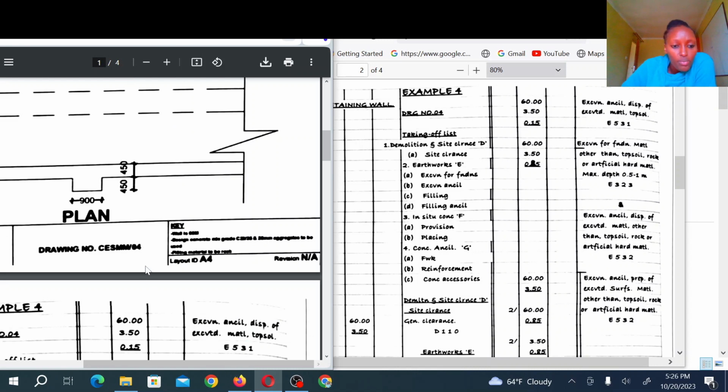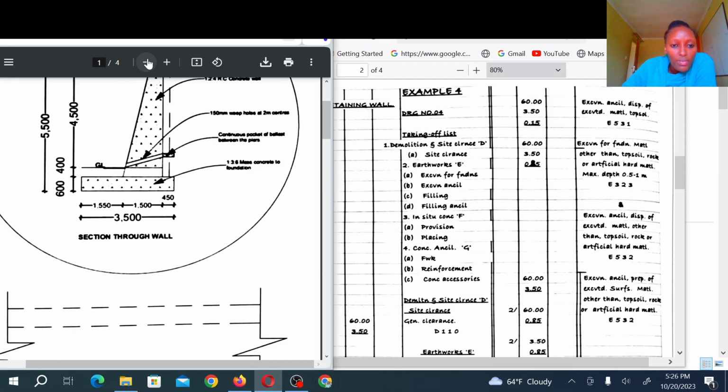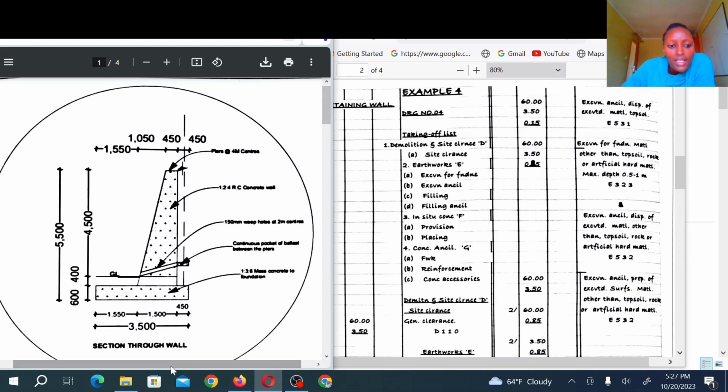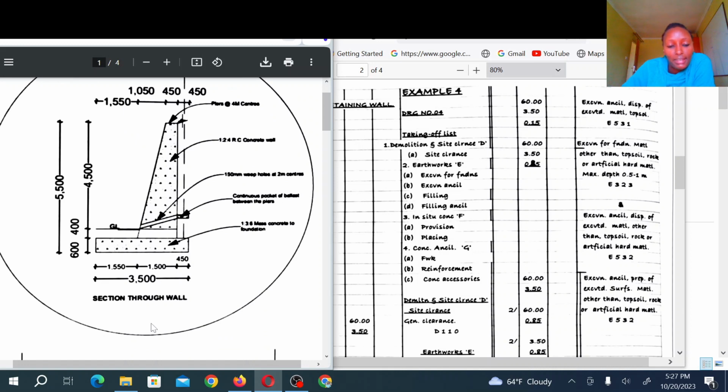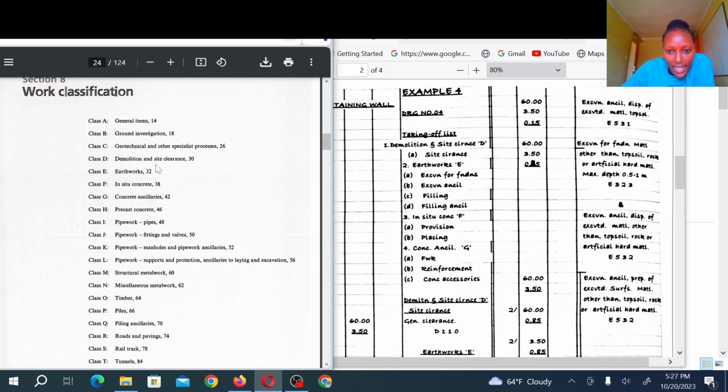So we haven't been told about any site clearance here, but we will assume that we shall do site clearance when we are taking off. Sometimes once it's given, we do it. Sometimes if it's not given, we still assume it's done. So we shall measure for site clearance. Then we shall assume there's no demolitions in our case. So in class D, we shall deal with demolition and site clearance.